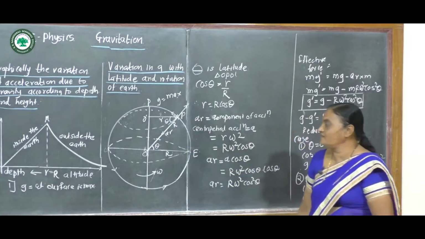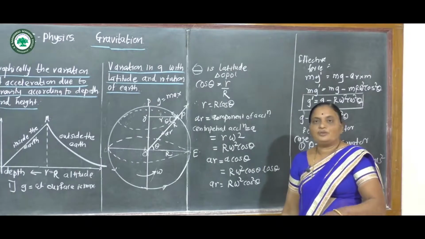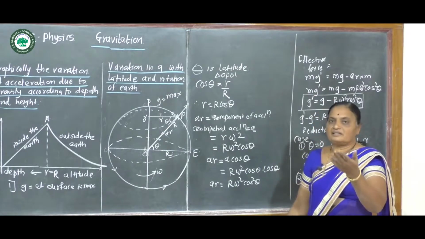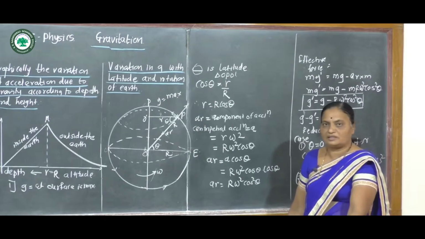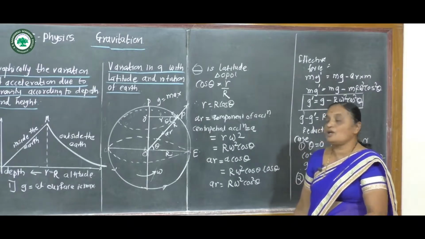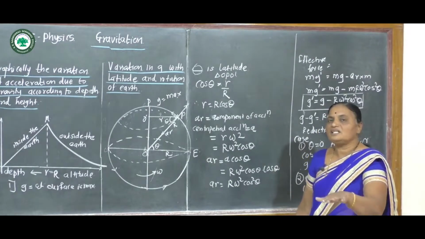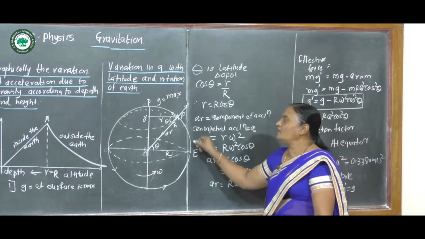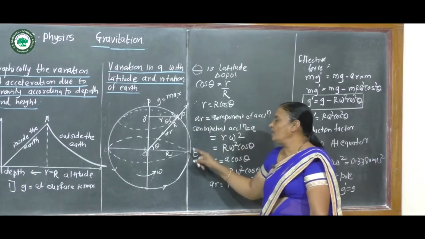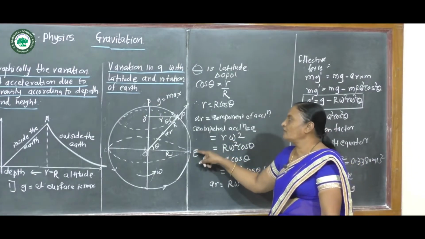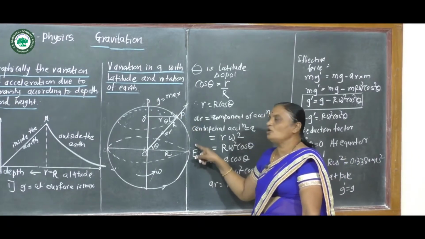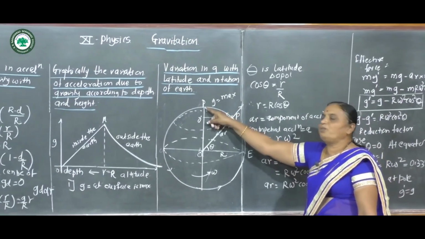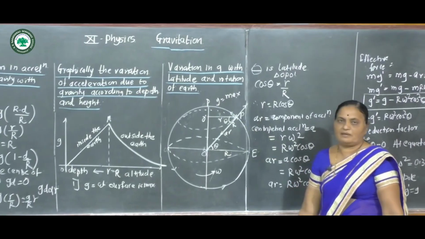We can say that as we go above the earth's surface at height h, g decreases. As we go towards the depth, g decreases. On the earth's surface, g varies from equator to pole. If we go from equator to pole, the value of g increases, and at the pole it is maximum. Thank you.